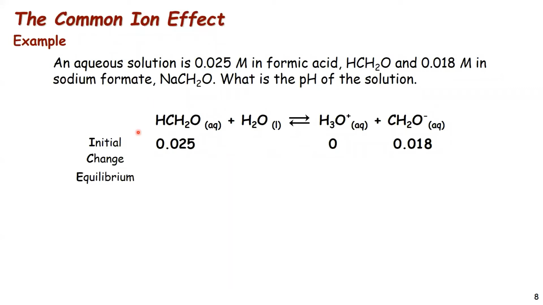So that means we're going to lose one of these formic acid molecules. We're going to gain one hydronium ion, so plus X, and we're going to gain one formate ion, so again, plus X. At equilibrium, we always do the same thing. We're just going to add the initial and the change. So that's 0.025 minus x. 0 plus x is x. And then this is going to be 0.018 plus x. Now, next, of course, we're going to need the equilibrium constant expression. So we're going to use a Ka or a Kb expression.